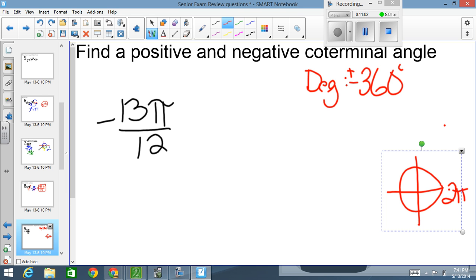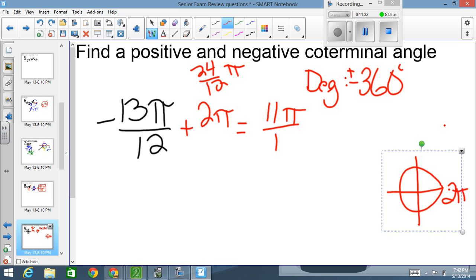So if I take this and I add 2 pi, I have to do a little converting to figure out what is 2 pi with 12 as a denominator? Well, that would be 24 twelfths. So if I do negative 13 plus 24, that leaves me with 11 pi over 12.